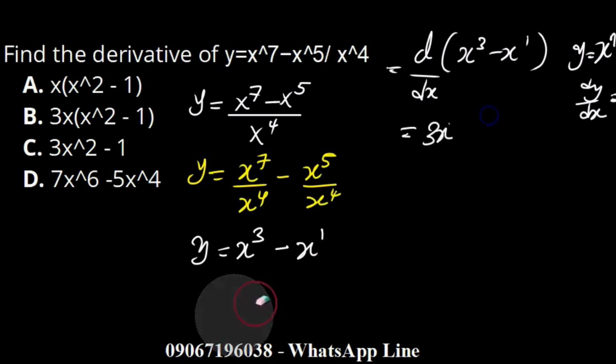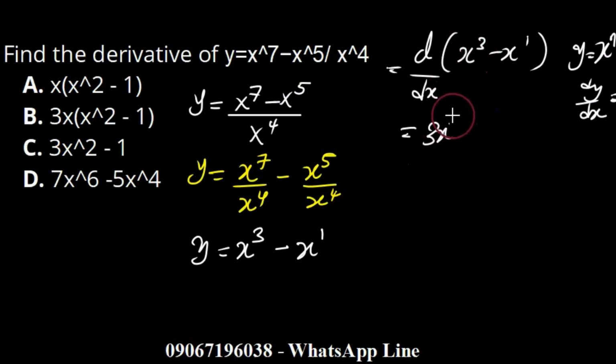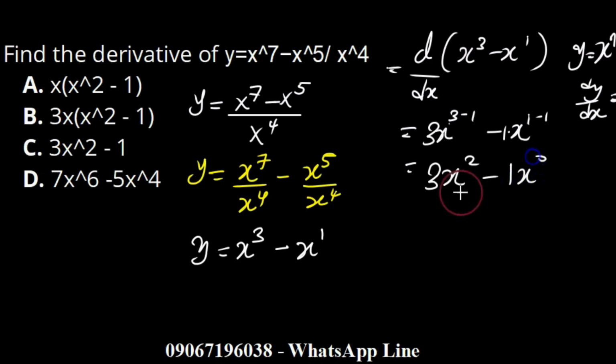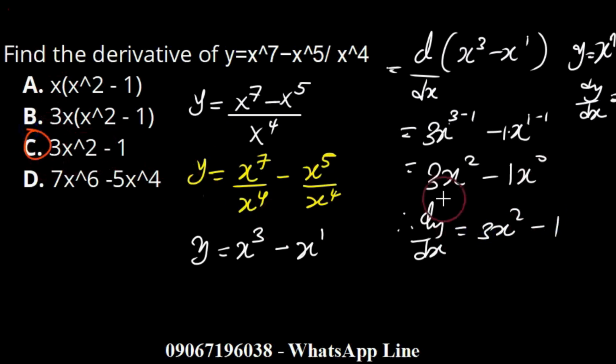Then minus, this is also going to give us 1 multiplied by x to the power 1 minus 1, so this is going to give us 3x to the power 2. And then 1 minus 1 is 0, so this is going to give us minus 1 times x to the power 0. Therefore dy over dx is going to give us 3x squared minus 1. All right, so the option for this question is option C, 3x squared minus 1. This is the answer to this question.